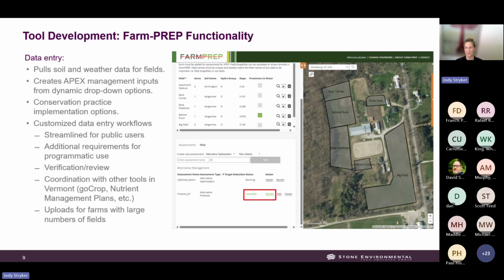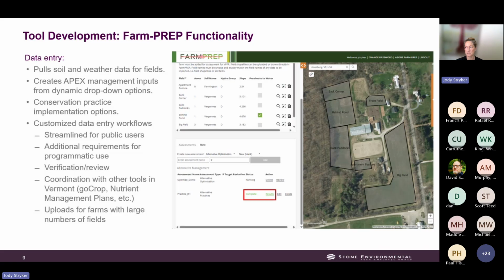You can also copy management from one field to another if applicable. So again, we acknowledge that there's a data entry component of this tool. On our end, we've tried to make that as easy as possible, getting what makes sense from publicly available data sets and focusing on user experience for the rest.